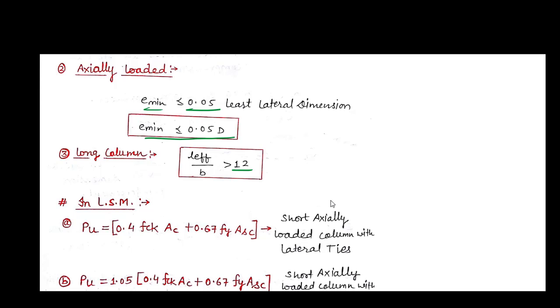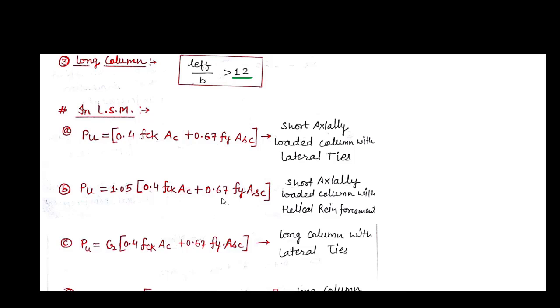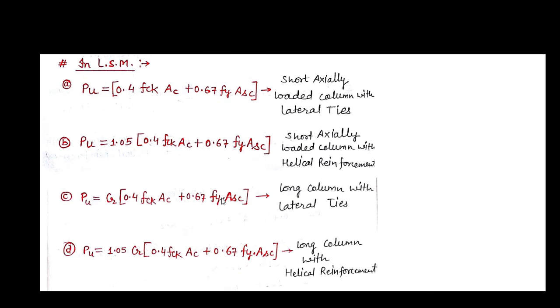So while designing, because we are designing this whole part by LSM, that is limit state method, we have to use certain formulas. So we have a formula for the factored load, that is PU, the load coming on the column. It is calculated by different formulas for different types of loading and columns. For a short axially loaded column with lateral ties, meaning a square or rectangular column, the load PU will be calculated by the formula 0.4 fck Ac plus 0.67 fy Asc.